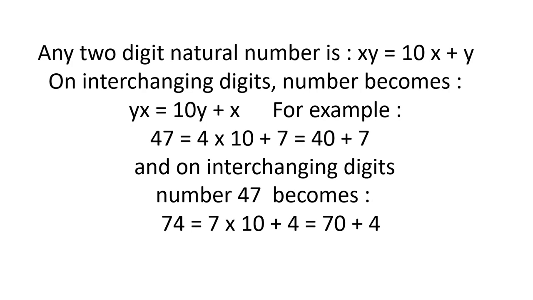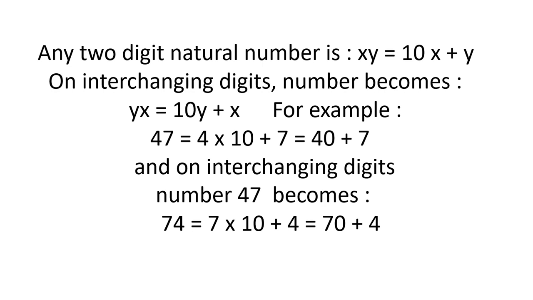Any two-digit natural number is xy, which can be expanded as 10x plus y. On interchanging digits, the number becomes yx, which can be expanded as 10y plus x. For example, 47, in which 4 is x and 7 is y. So 47 can be written as 4 into 10 plus 7, which is equal to 40 plus 7.